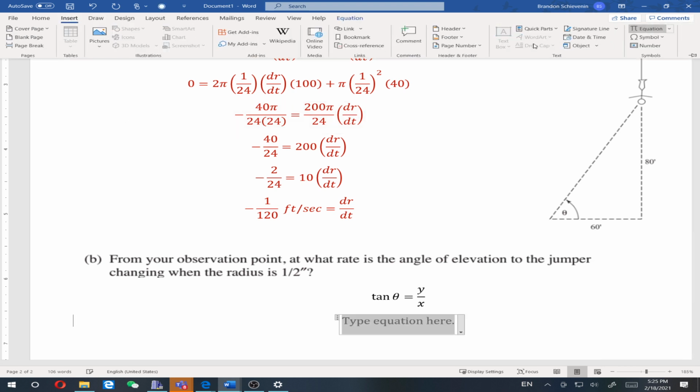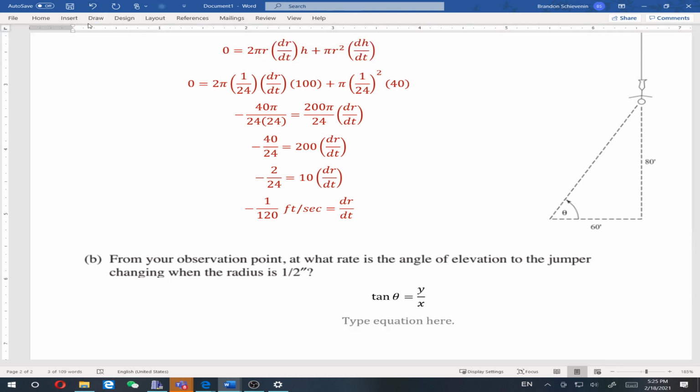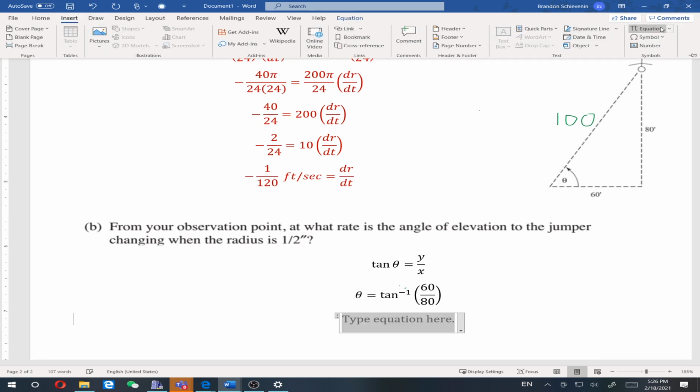Alright, so this is a 3, 4, 5 triangle, 60, 80, so this side should be 100. I'm going to leave it like that, and maybe not actually solve for our angle. I think this will work out. I'll show you what I'm thinking in my head in a minute. But theta is equal to the inverse tangent of 60 over 80 right now, right? Yes. Alright, so let's go ahead and derive this now.